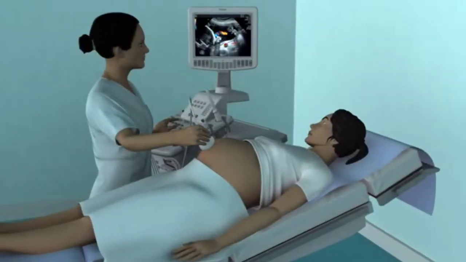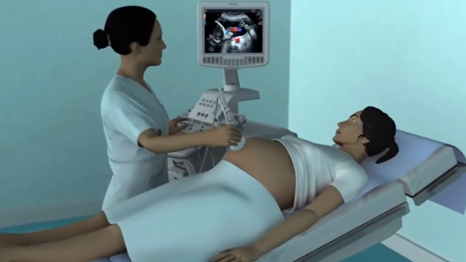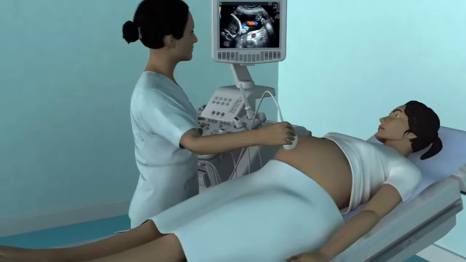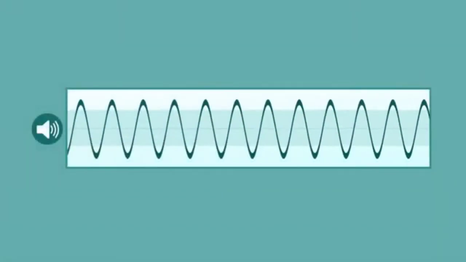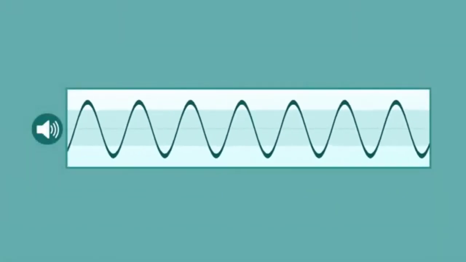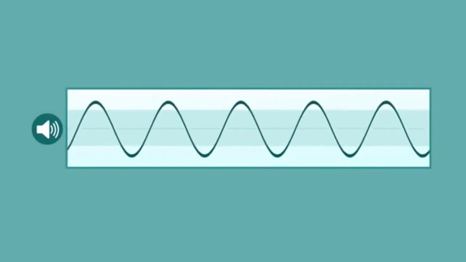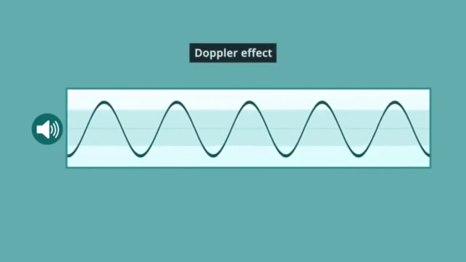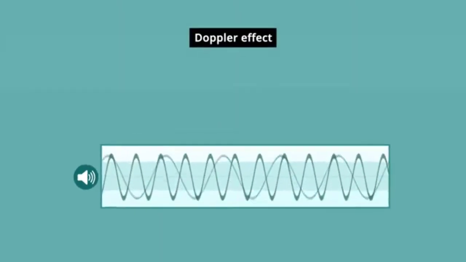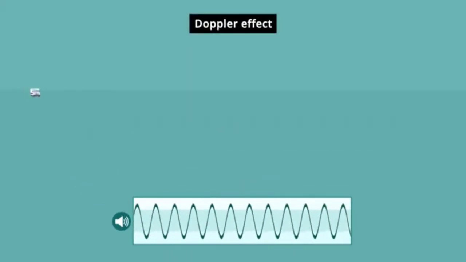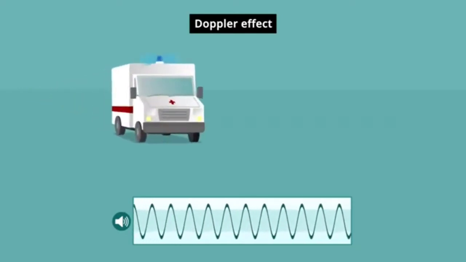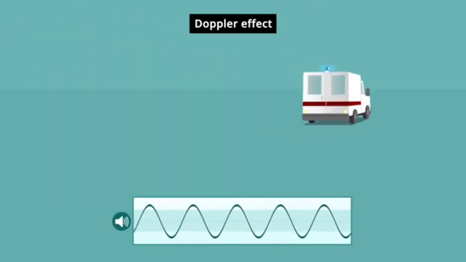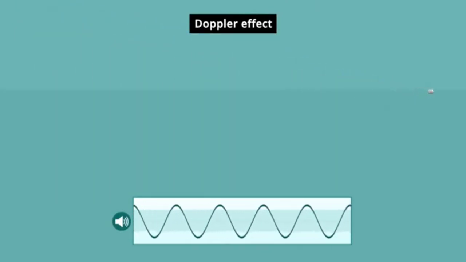Ultrasound machines are able to record the movement of fluids within the body by making use of something called the Doppler effect. The frequency of a sound wave changes depending on whether something is moving towards or away from its source. This is known as the Doppler effect and is why the sound of an ambulance appears to get higher, its frequency increases, as it comes towards you, and lower, its frequency decreases, as it moves away from you.